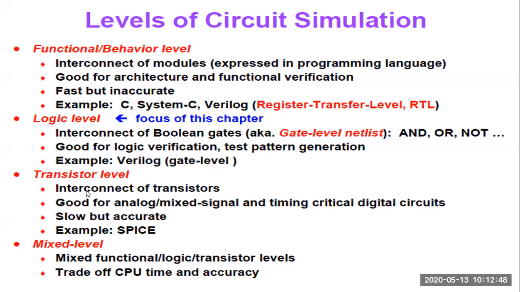Transistor level comes out with the interconnectivity of transistors, good for analog or mixed signal and timing critical digital circuits. An example is the SPICE simulator. It is slow in operation, but it is accurate. Mixed level comes out with the functional, logic, and transistor levels, which is used as a trade-off between CPU time and accuracy.